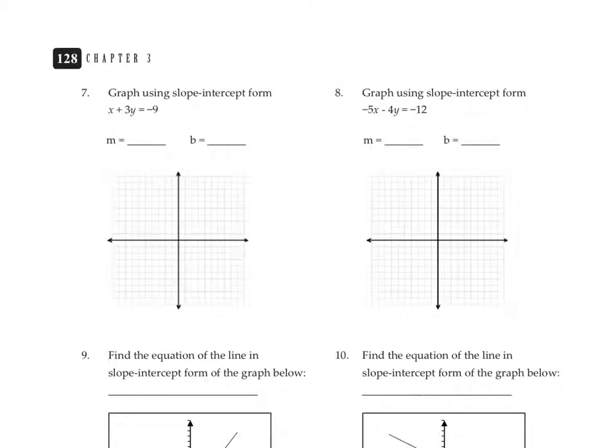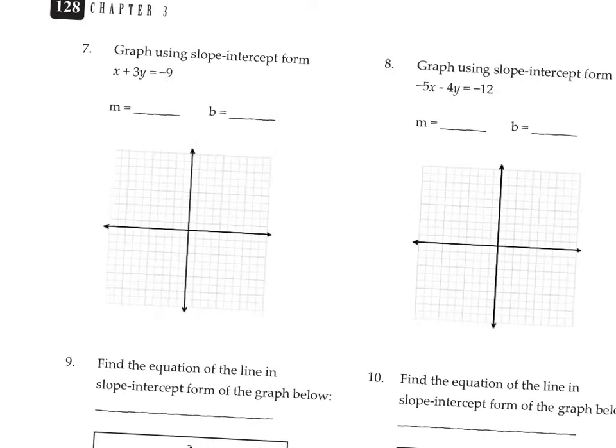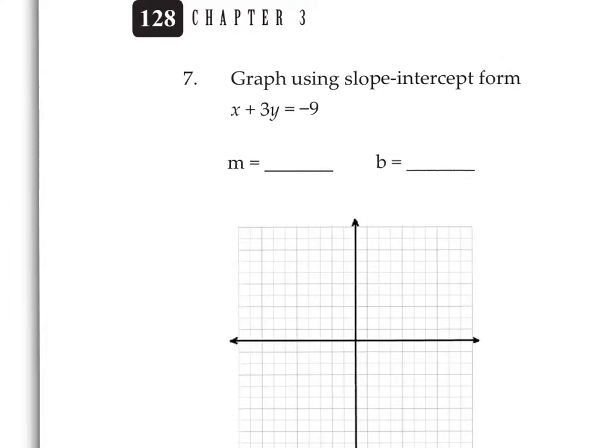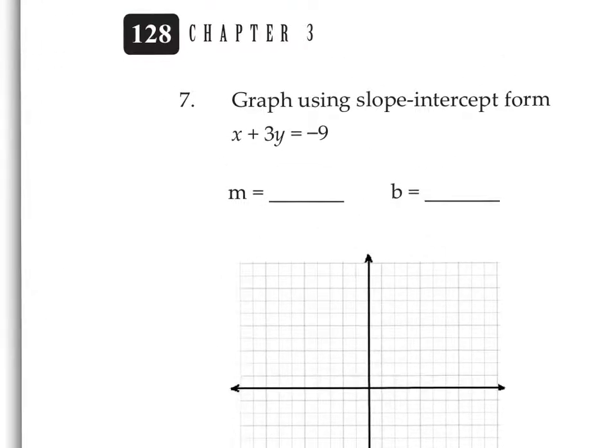Okay, we're just going to do some more on this page. We're going to graph using slope-intercept form. On number 7, the first thing I notice is it's not y equals mx plus b. It's x plus 3y equals -9. I need to isolate this y. You've got room over here probably to do this. It looks like there's white space at the bottom of the page too if you want to do this. So we're going to start with x plus 3y equals -9.